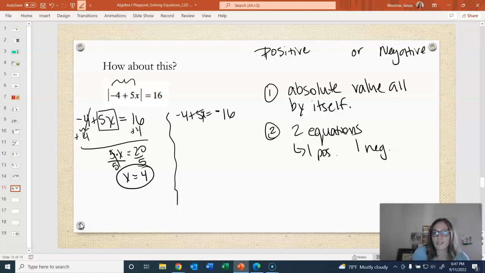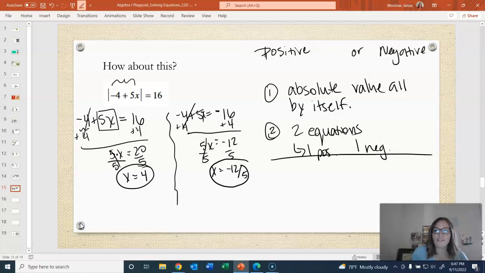Now we're going to do the same thing over here. We'll add 4 to both sides. And you get 5x equals -12, and divide by 5. Remember, fractions are okay.